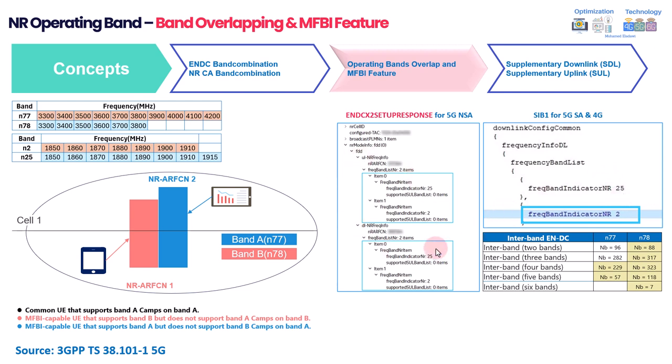The same information can be delivered in 5G non-standalone under the ENDC X2 setup response. Whenever you have the ENDC X2 setup response, you will find that this information is also being delivered for the NR frequency. This is actually how it can be solved.